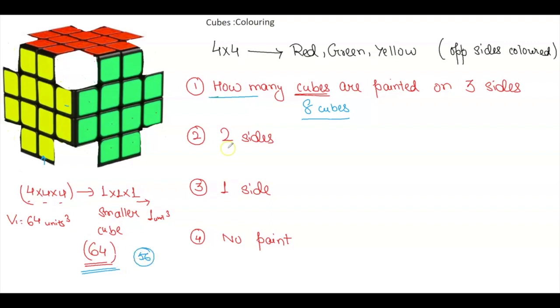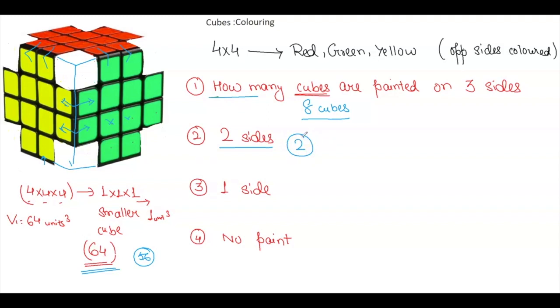Now let's move on to the smaller cubes that have two sides painted. Which are those cubes? Those cubes are the ones that share an edge, right? Let's say these ones won't be possible, but these ones would be. These are the ones that share an edge. And on any one edge of the cube, there are two such smaller cubes.